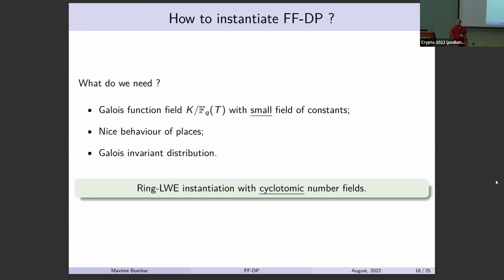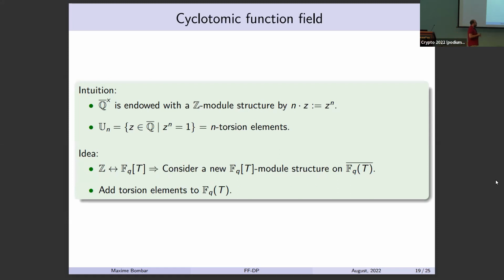And yeah, there are many ways to define analogs of cyclotomic fields in the situation of function fields. And there are many bad ways. And here I will present the one way that gives the best analogy with cyclotomic number fields. And the idea to understand the construction is to look at what happens when we build cyclotomic number fields. Cyclotomic number fields are built by adding the roots of unity to Q. And in a very pedantic way, you can say that actually the roots of unity are the torsion elements of some Z-module structure on the algebraic closure of Q.